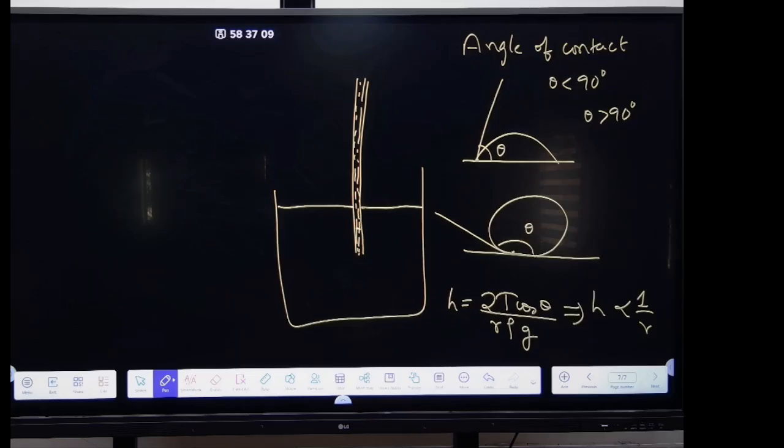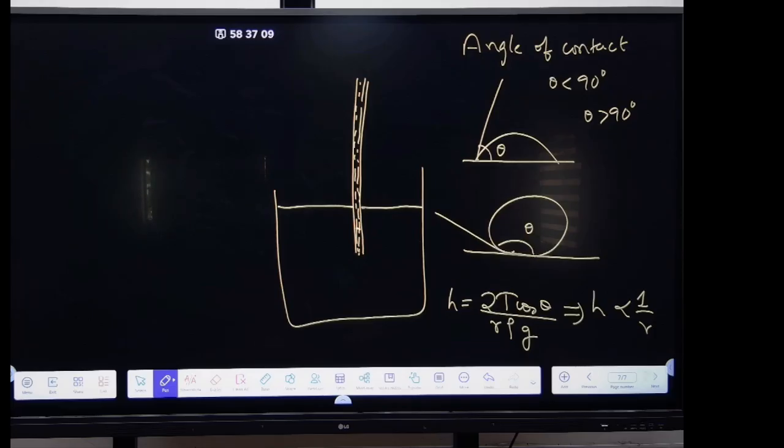Solids P and Q float in water. It is observed that P floats with half of its volume immersed and Q floats with two-thirds of its volume immersed. The relation of densities of P and Q is: option number 1, 4 by 3; option number 2, 3 by 4; option number 3, 2 by 3; option number 4, 3 by 2. What was the answer, Buddha?